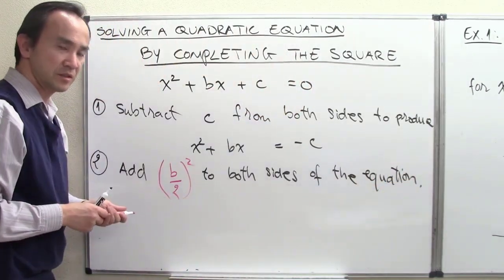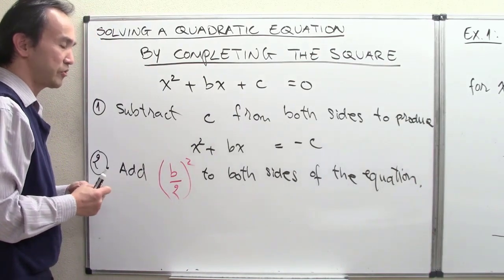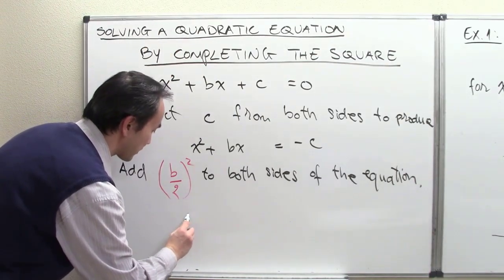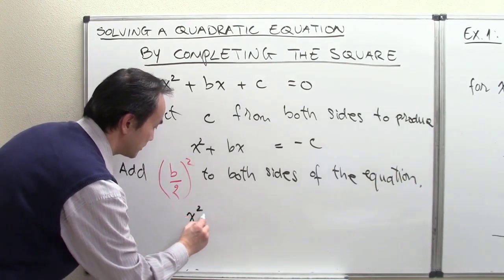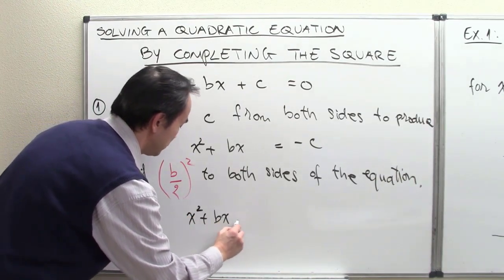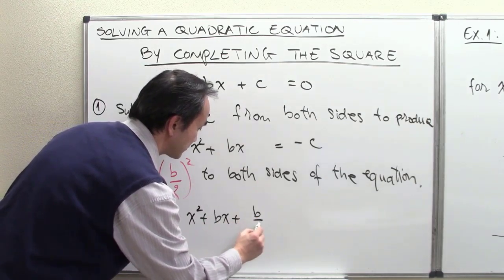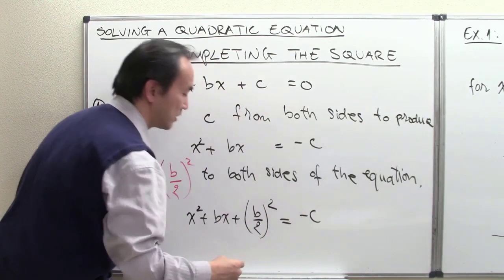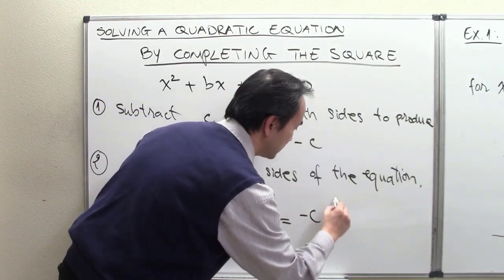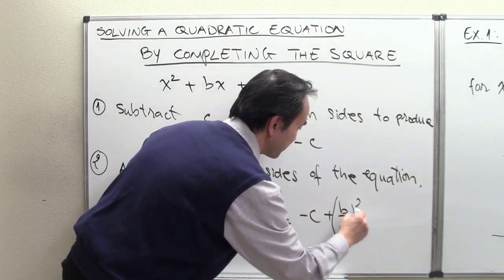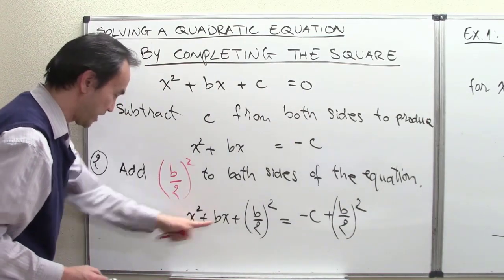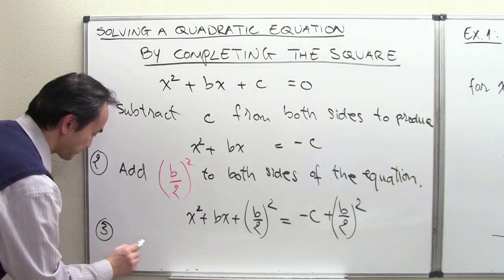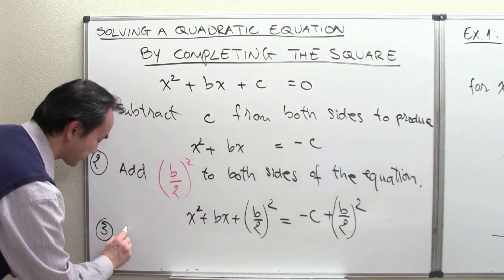All right. And so adding to both sides of the equation right here, we're going to come out with the following equation: x squared plus bx plus the square of b over 2 equals whatever the answer of minus c plus the square of b over 2. But then from that one right here, then we can, in step 3 and later, right? In step 3, right?